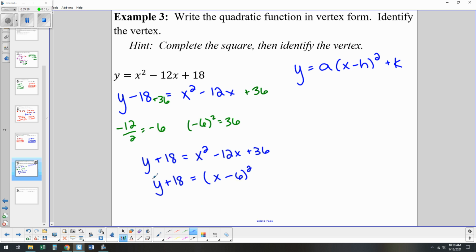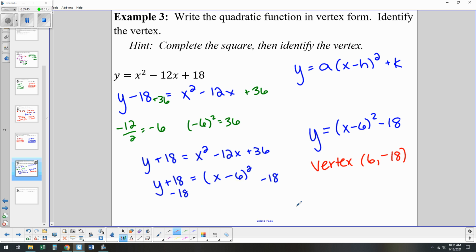And the last thing to do is to get y alone. So I'm going to subtract the 18. So we have y equals x minus 6 squared minus 18, which means that my vertex, remember always opposite first, and then exact. And that would be my answer. That's the vertex for that quadratic equation.